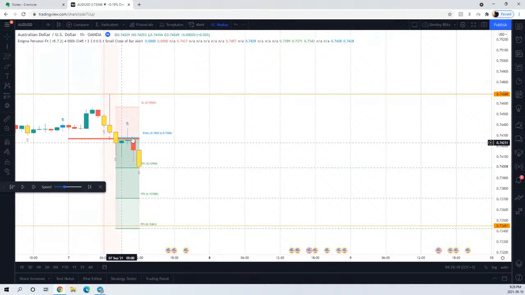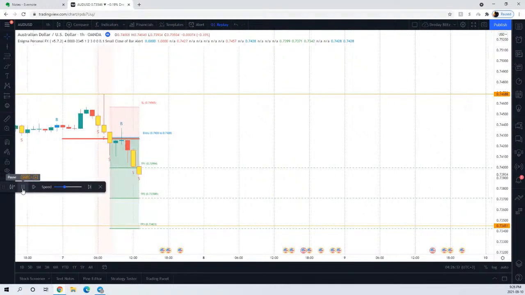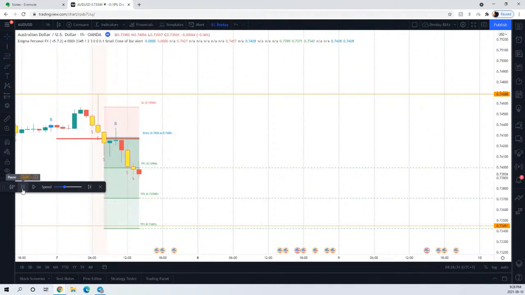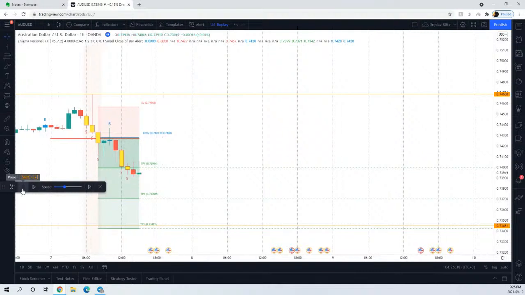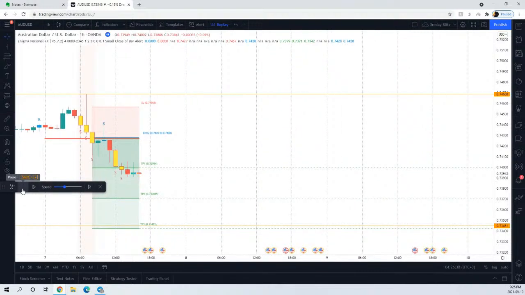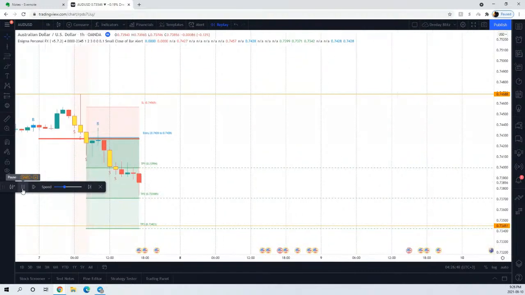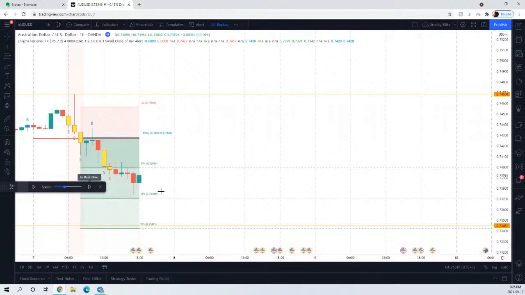Okay, so here, for example, you had 2 hours to get in, then it took off. After that, here TP1 hit. Let's continue. Almost TP2 hit.